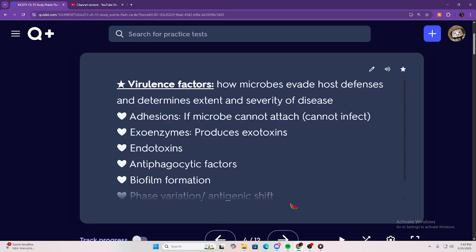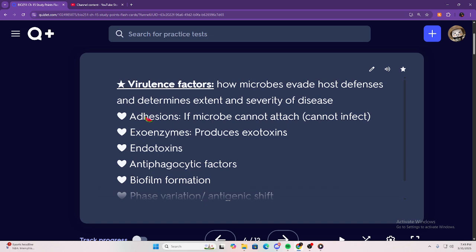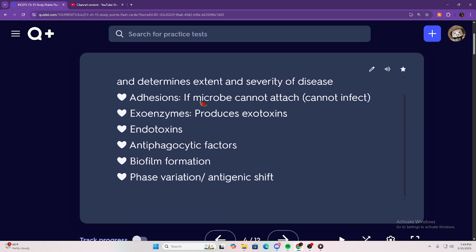Describe what virulence factors are. So a virulence factor is basically how microbes evade host defenses and determines the extent and severity of the disease. Basically, these are just like buffs or superpowers that they have, right? For example, a microbe can have adhesions. Remember, if a microbe cannot attach, it cannot affect. So whether or not it has an adhesion factor determines whether or not it can even infect.